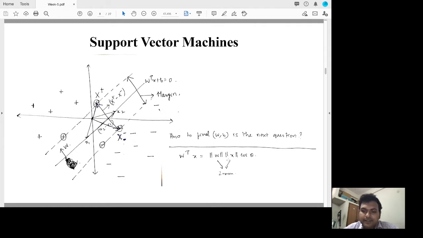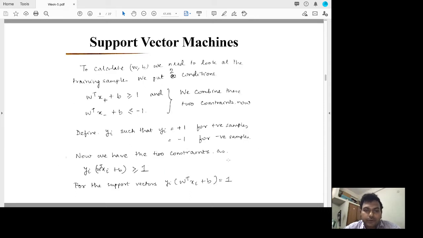W transpose X is nothing but the 2 norm of W and the 2 norm of X times cos theta, which is the angle between W and X. Okay, so that is good. So the question is how to find W and B. That is the next question, because if that is done then we have effectively solved the problem completely.